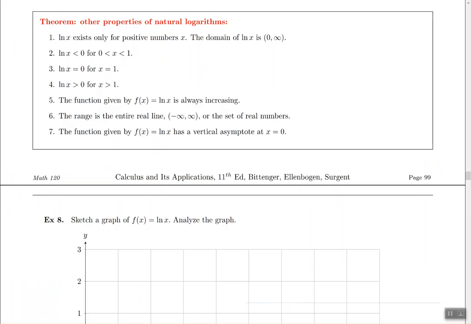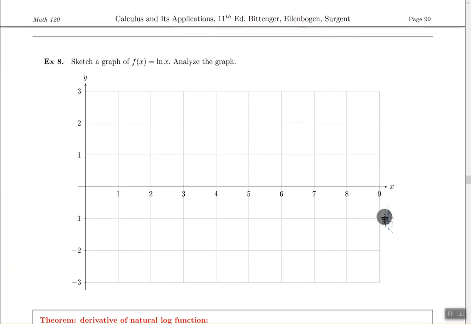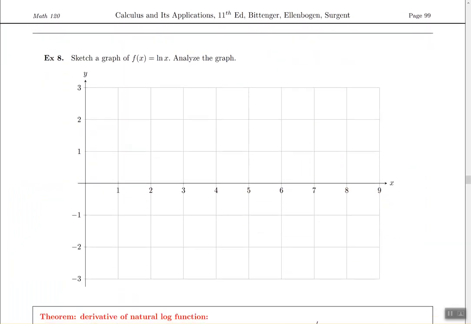So let's take those points that we just found on the TI calculator and plot them on this grid. The very first point that I know of is that the graph passes through 1 and 0. The other point was e, which is roughly 2.7, and the y-coordinate was 1. And I know that at 0.1 it was roughly negative 2 point something, so it's going to be down here. You could do additional points to get the general idea, but basically the graph is going to have a vertical asymptote that runs like this.